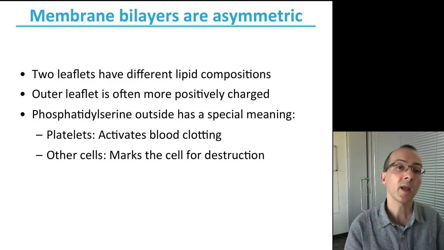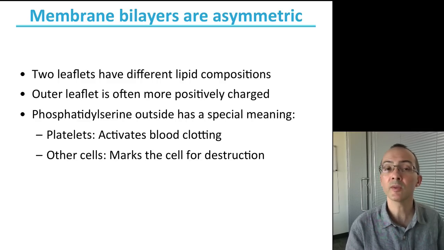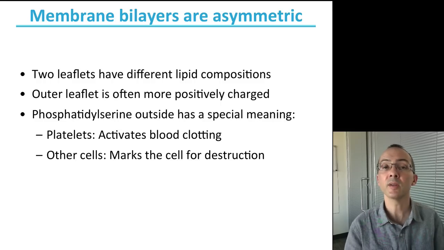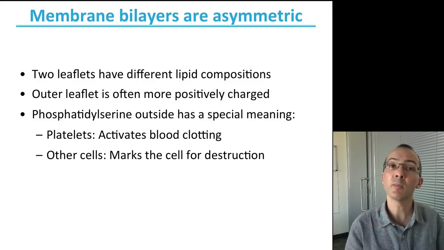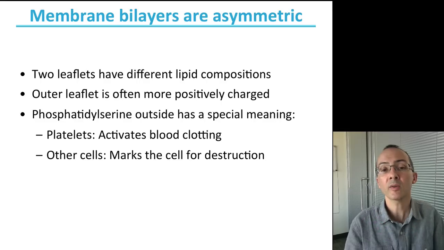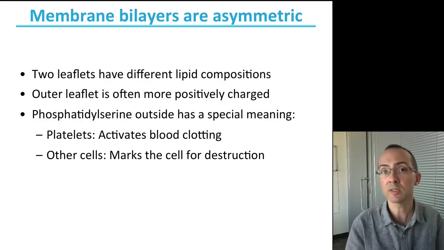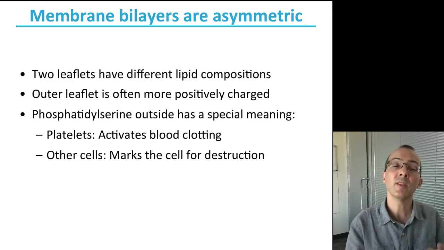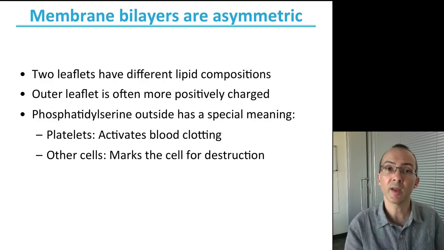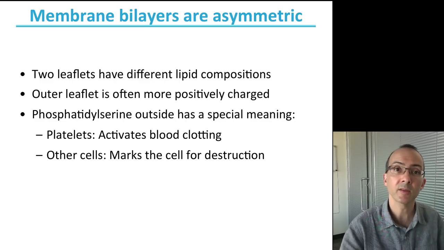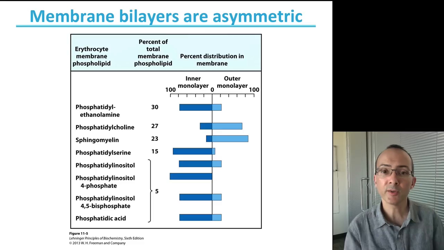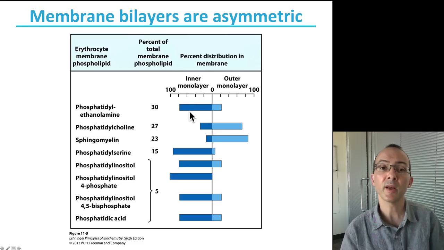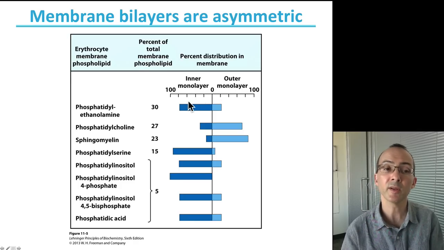And in most other cells, when phosphatidylserine is found in the outer leaflet of the plasma membrane, that signals that the cell is undergoing apoptosis and marks the cell for destruction. That phosphatidylserine exposure is the so-called eat-me signal that triggers the engulfment of that cell by other phagocytic cells. So here are some examples of lipids that are found asymmetrically in the inner leaflet versus the outer leaflet of membranes.